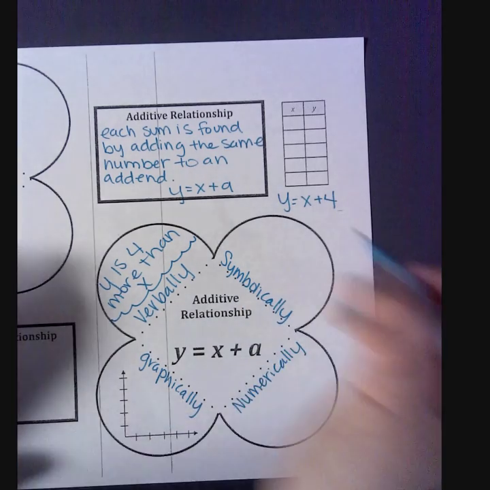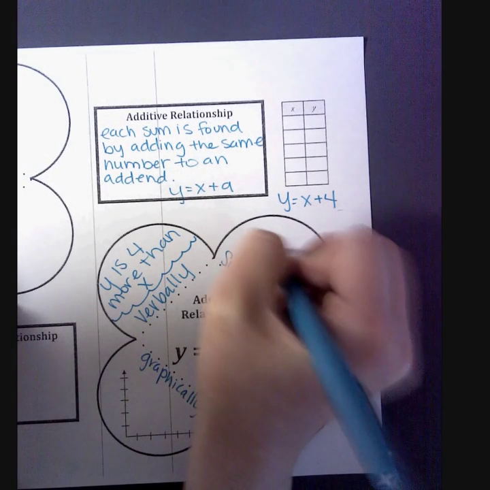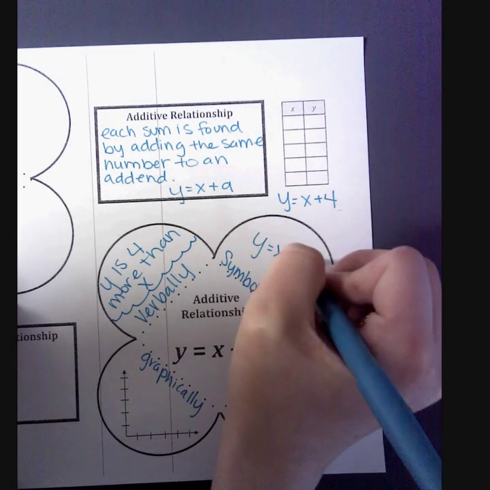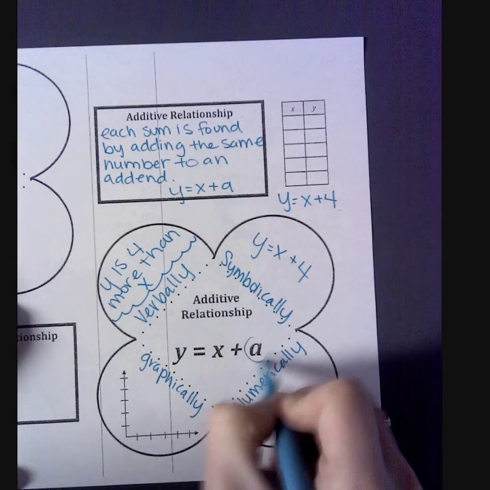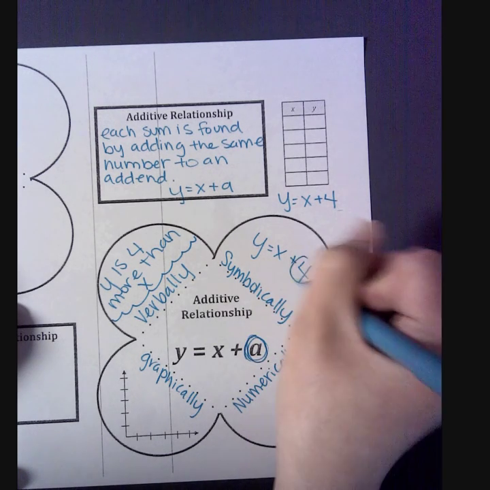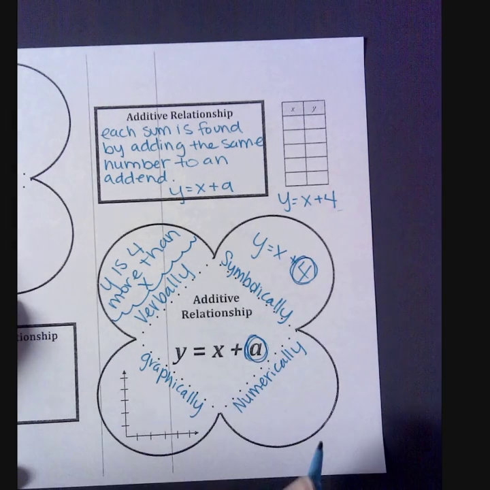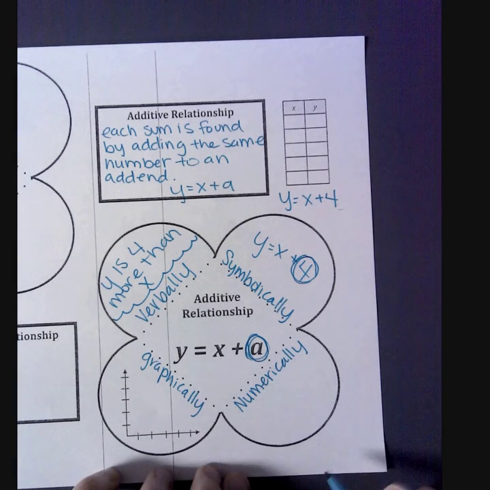Okay. Symbolically, that's basically what I just wrote. That's the equation that you're going to write out. Y is equal to x plus 4. So in this case, the a is being replaced with this 4 right here, because that is our rule. And I'll explain that one here in a second whenever we get to this part.